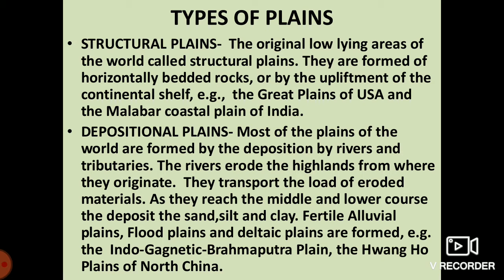Alluvial plains, flood plains and deltaic plains are formed due to this. Examples are the Indo-Gangetic Brahmaputra plain and the Huanghe plains of North China. So what happened when the rivers are coming down? They are bringing along their sand, silt and clay. These are deposited at a place and depositional plains are formed.